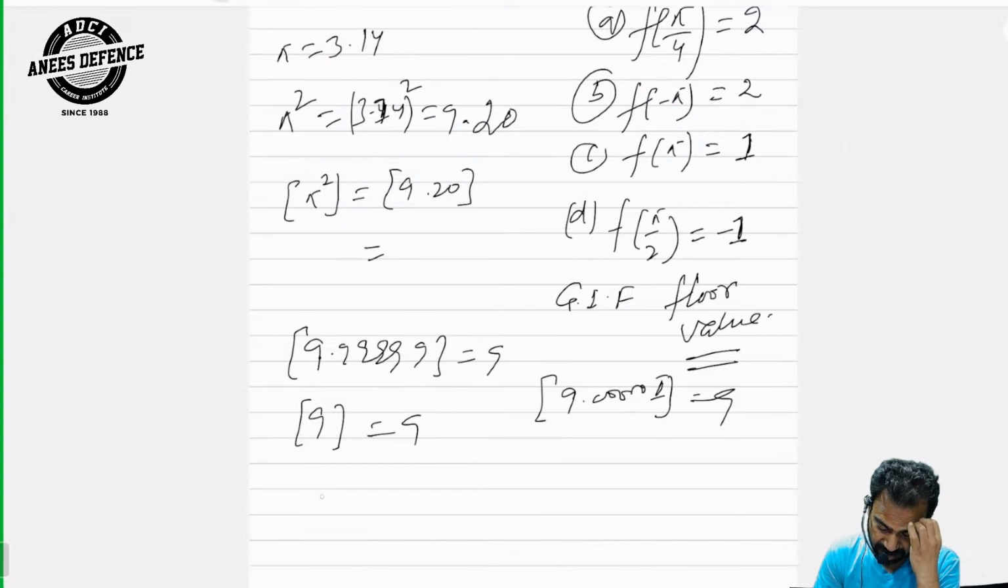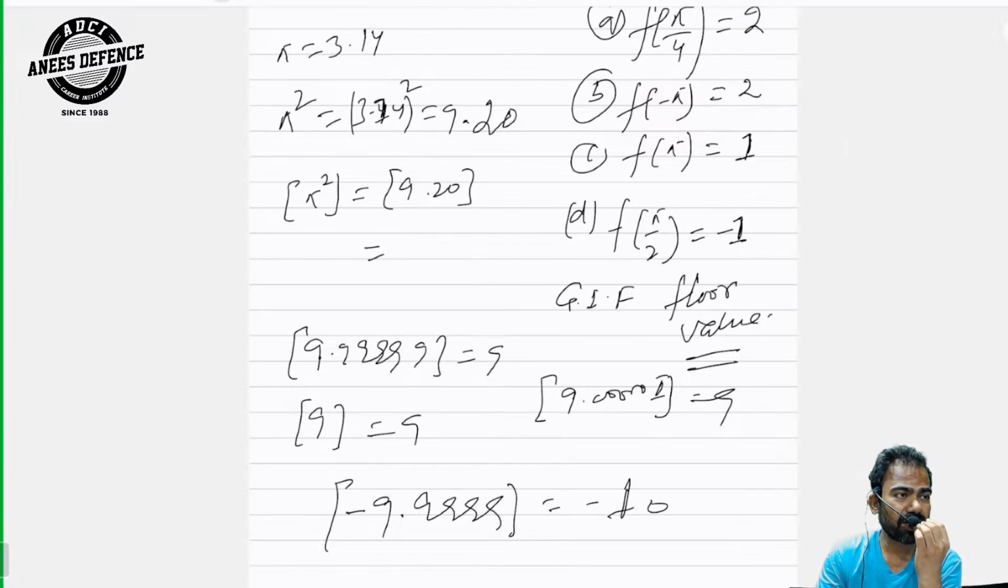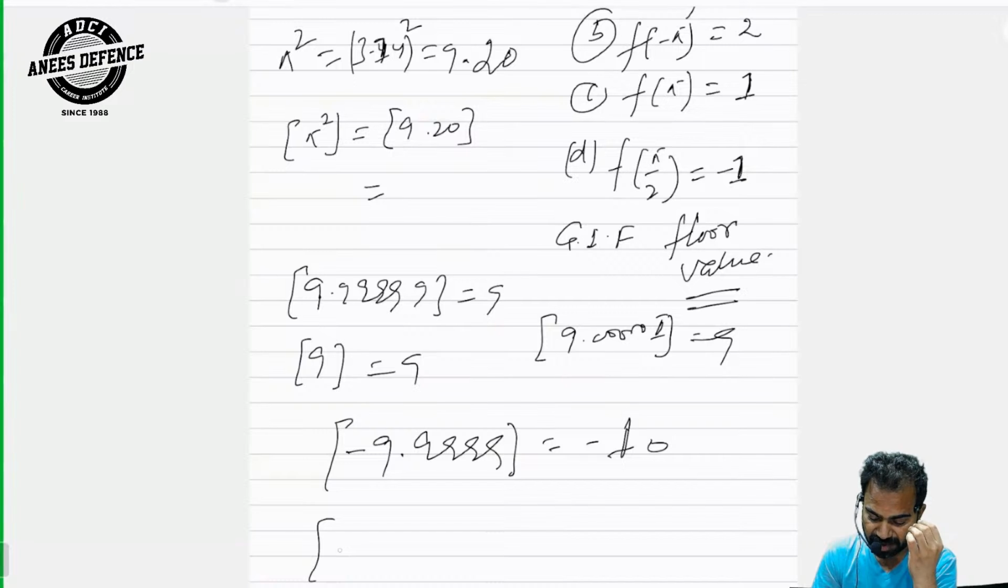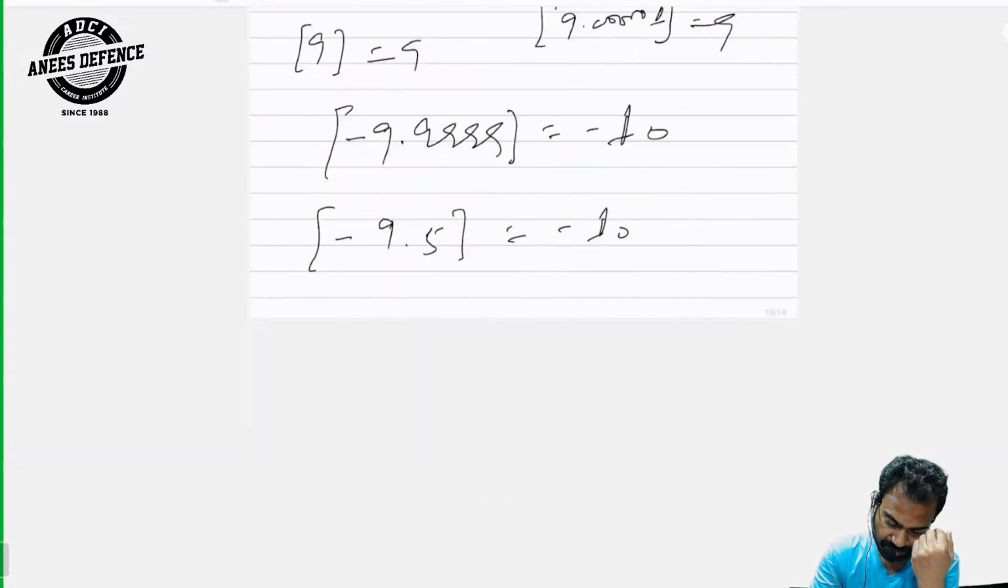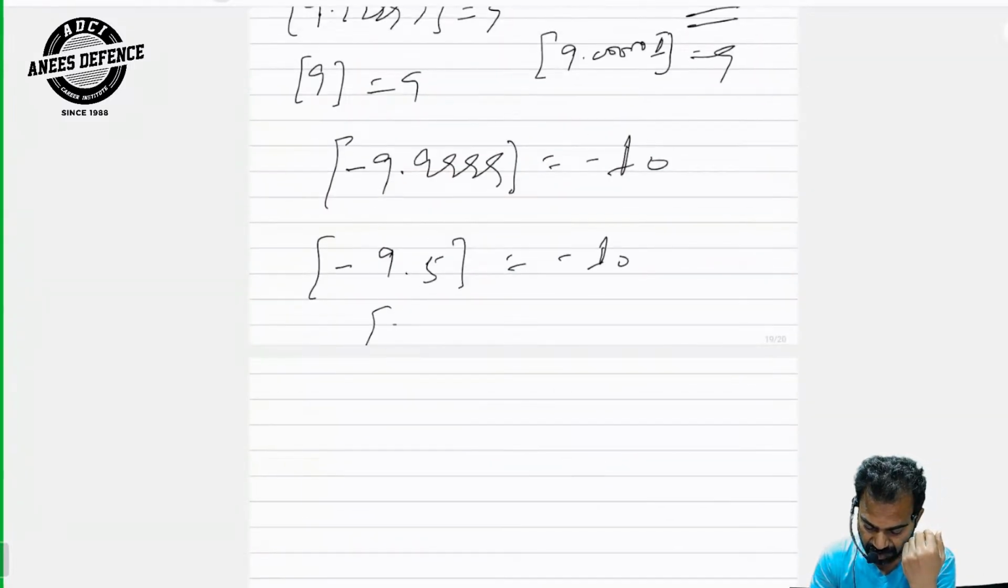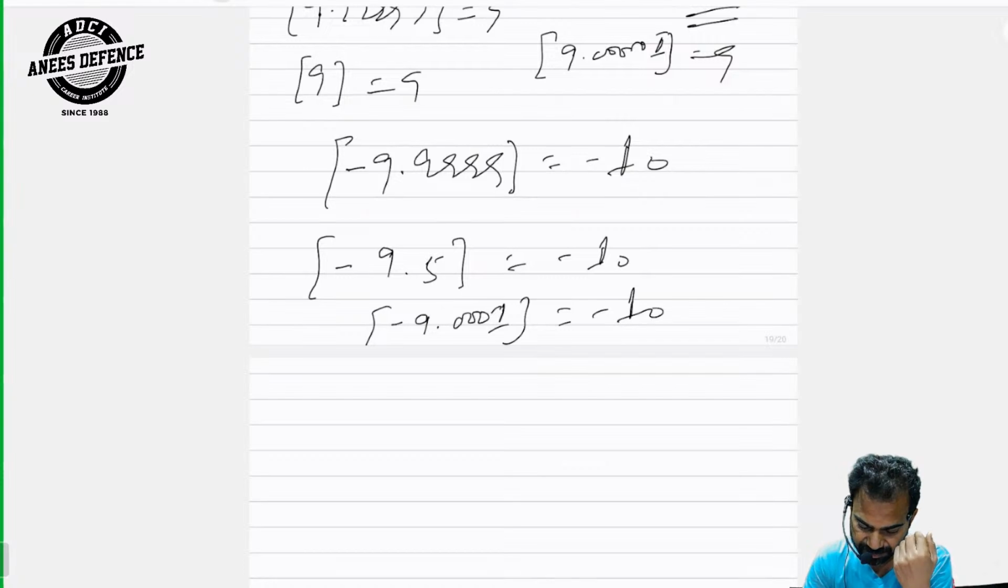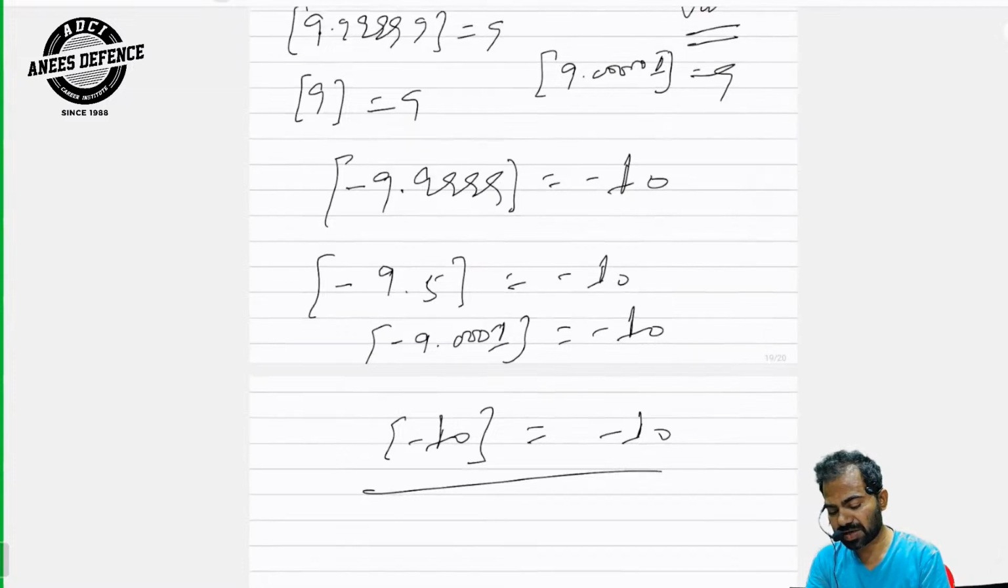If I have minus 9.99999, it should be minus 10. If minus 9.5, it should be minus 10. Minus 9.0001 will be minus 10. Minus 10 will be minus 10. Have you understood the greatest integer functions?